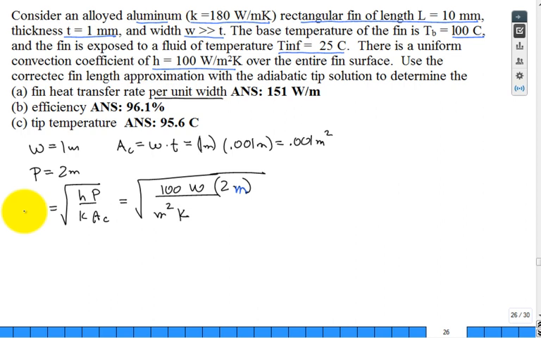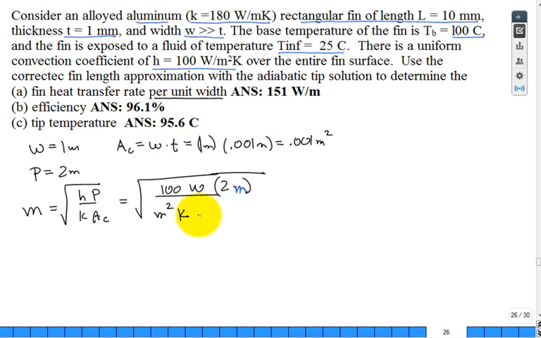Sometimes life is challenging. I think they introduced m as a fin parameter when they were doing everything in feet and inches, and there wasn't the confusion. Now we've moved to SI, we still use m for our fin parameter, but we have meter for our length. So, okay, let's continue on.